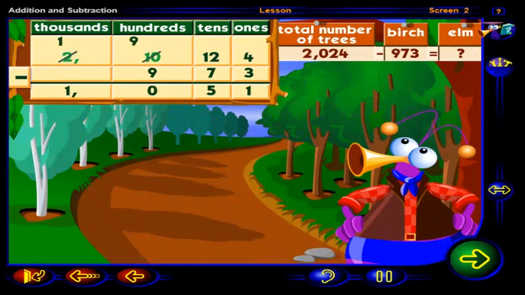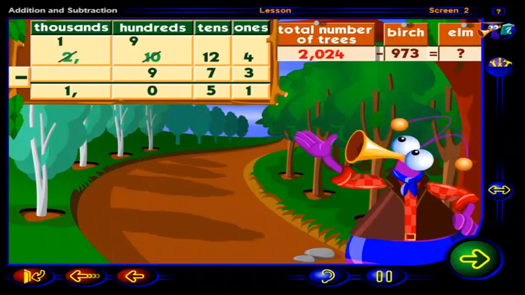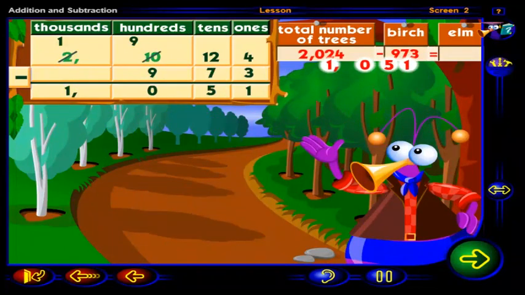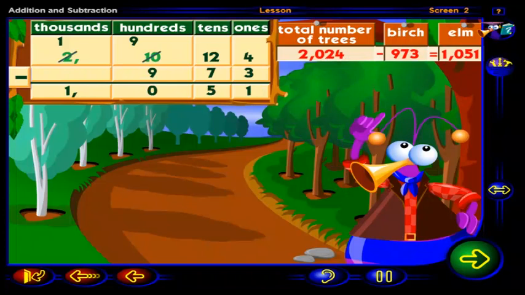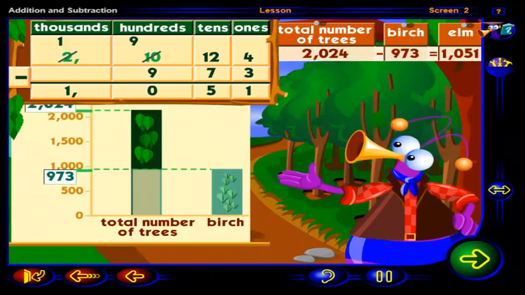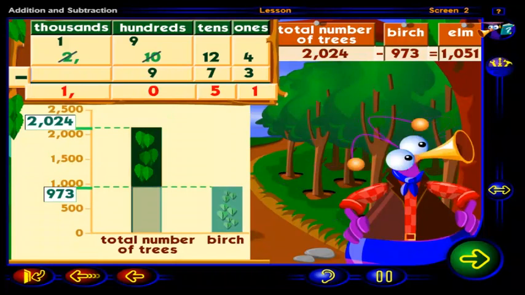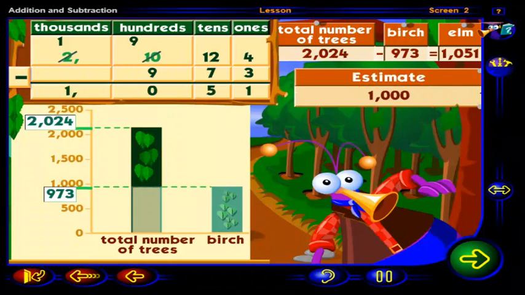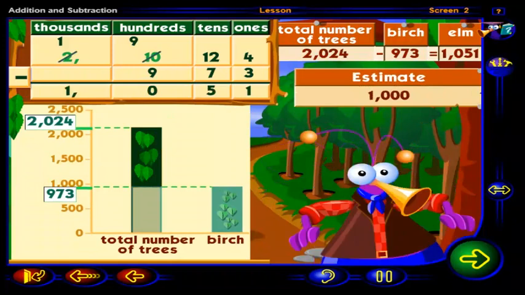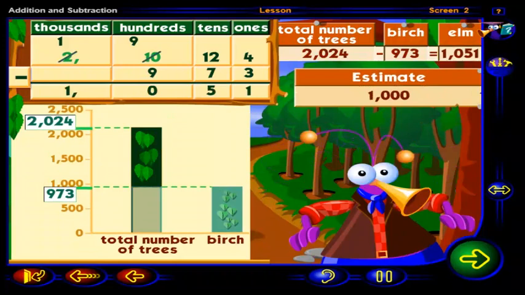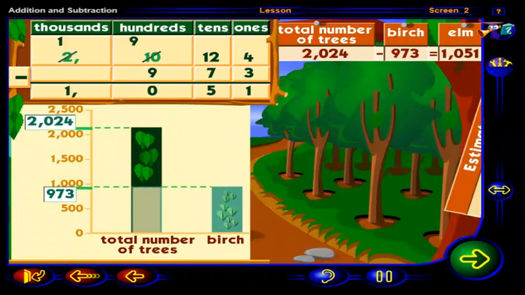So the difference between 2024 and 973 is 1,051. You planted 1,051 elm trees. This is pretty close to our estimate, 1,000. So it looks like our answer is correct. But let's check this difference just to be sure.